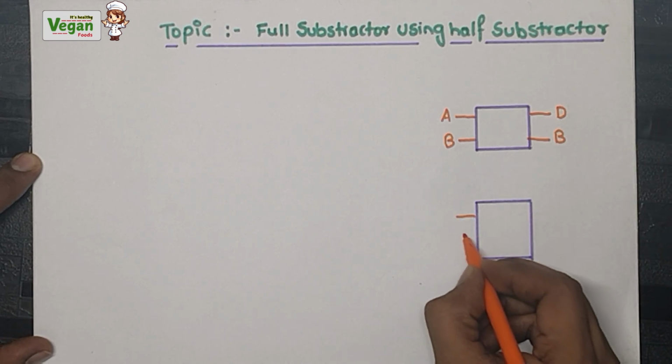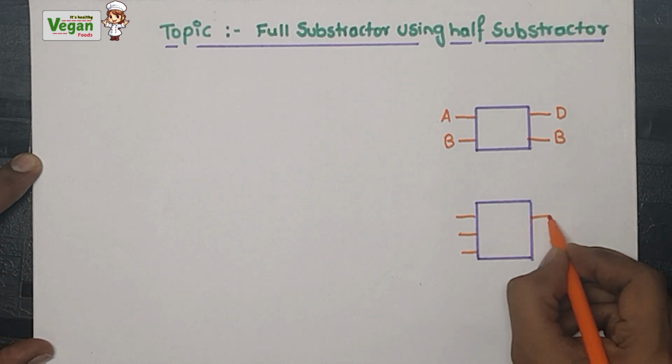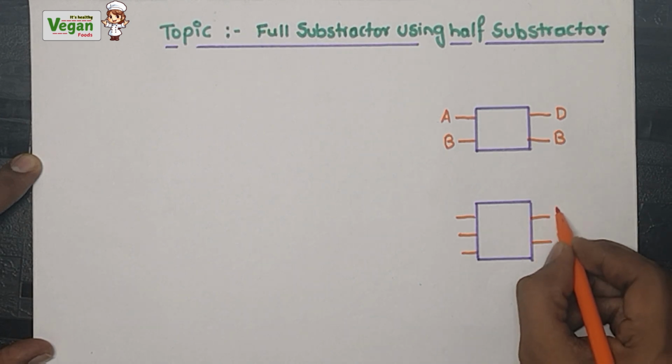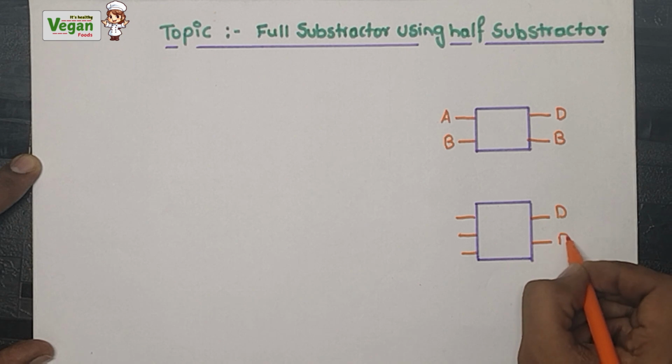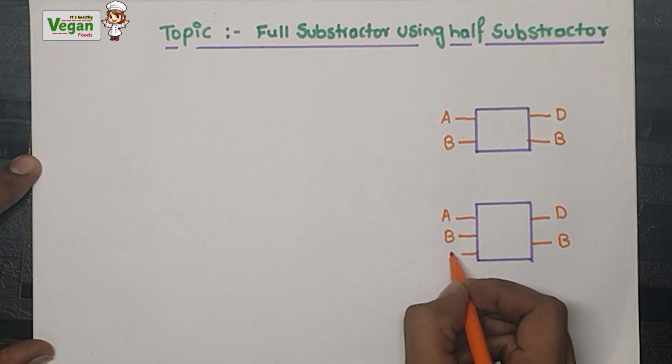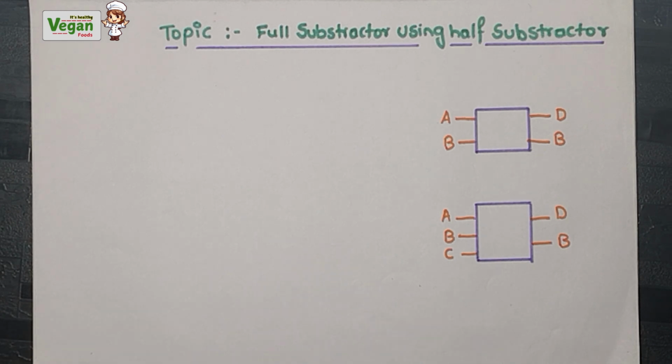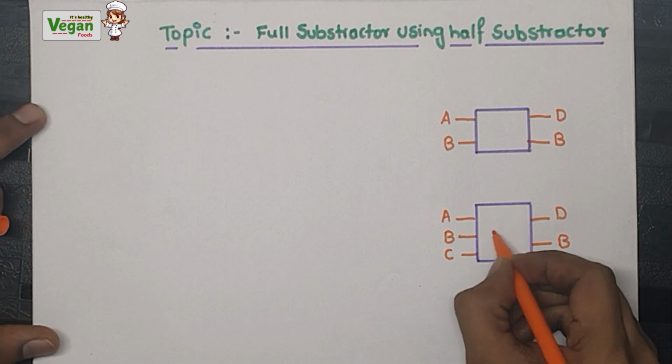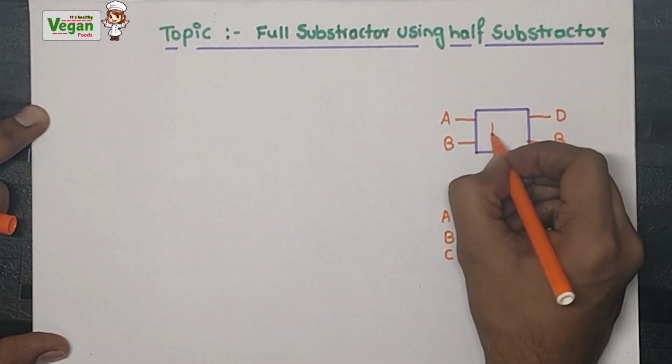Next, in a full subtractor, we also have the same outputs, that is D, difference, and B, borrow, but the number of inputs will be more, that is, one extra. Three inputs will be there in the full subtractor. This is the full subtractor, and this is the half subtractor.